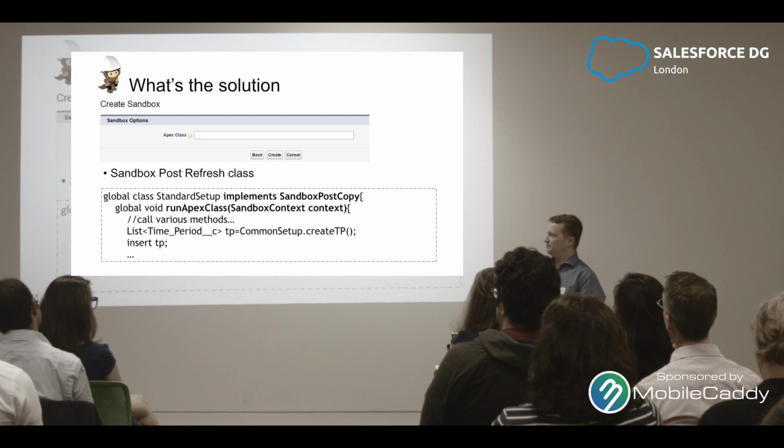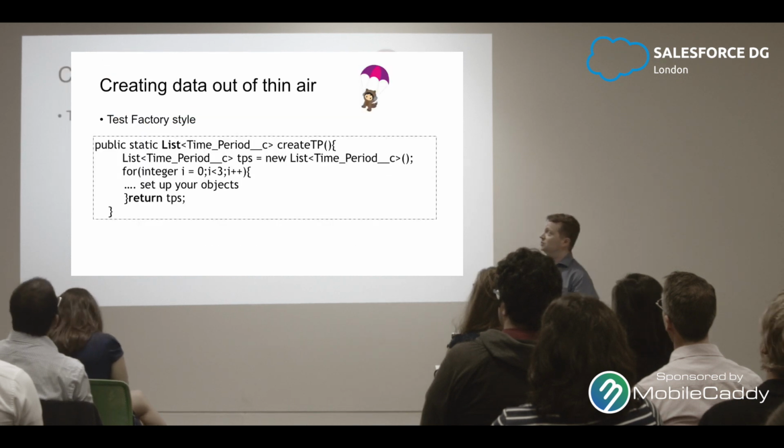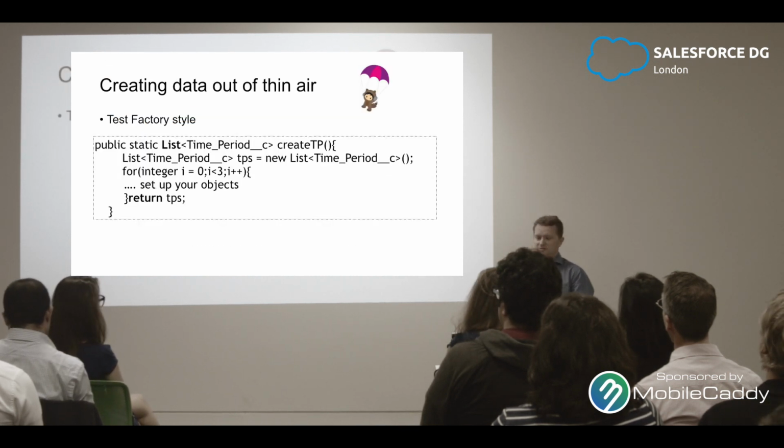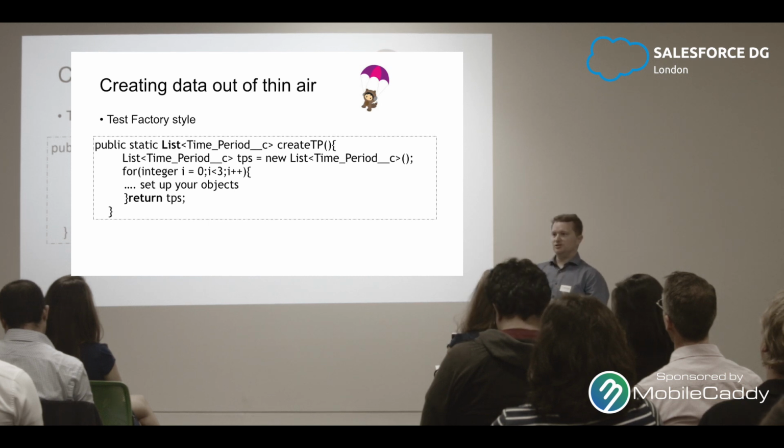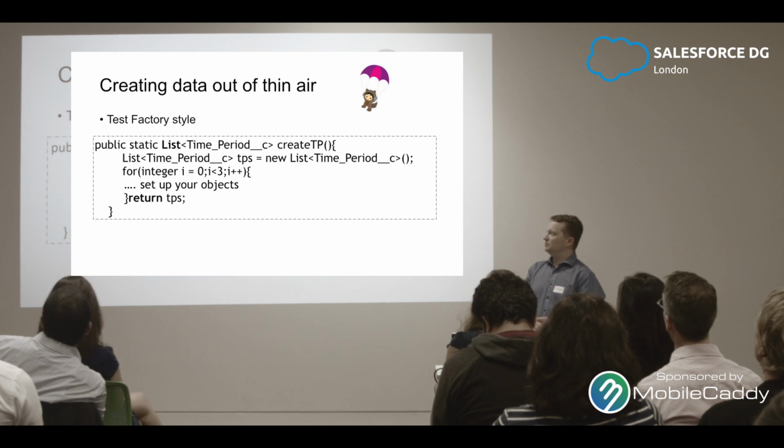Essentially that means that you can unit test them separately from the interface, and it makes it more flexible and reusable. The methods themselves follow a test factory style, in that what we're doing here is just creating a list of records and returning that list to our main class and then doing the inserts in that class. In this example, we're just setting up some time periods that our application needs. And as you can see, we only need a handful of these time periods to make the application functional, so we can use a simple loop to set these things up.